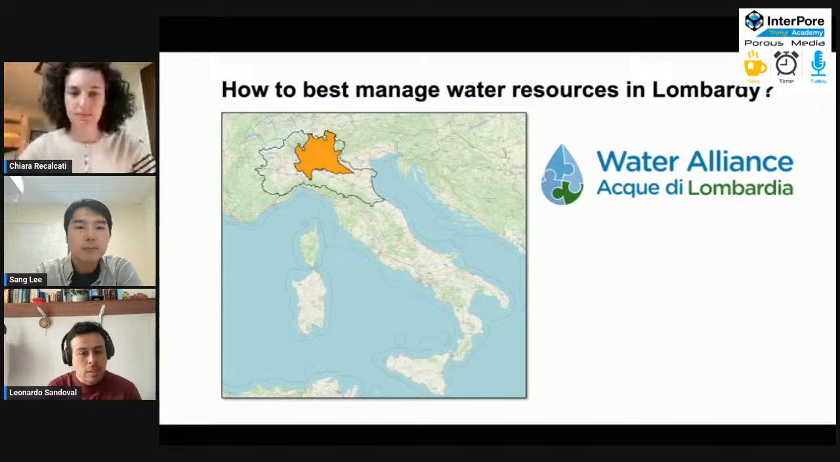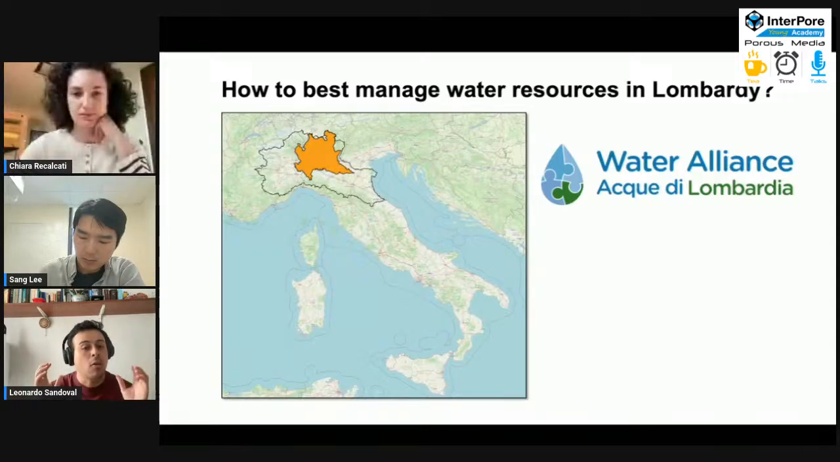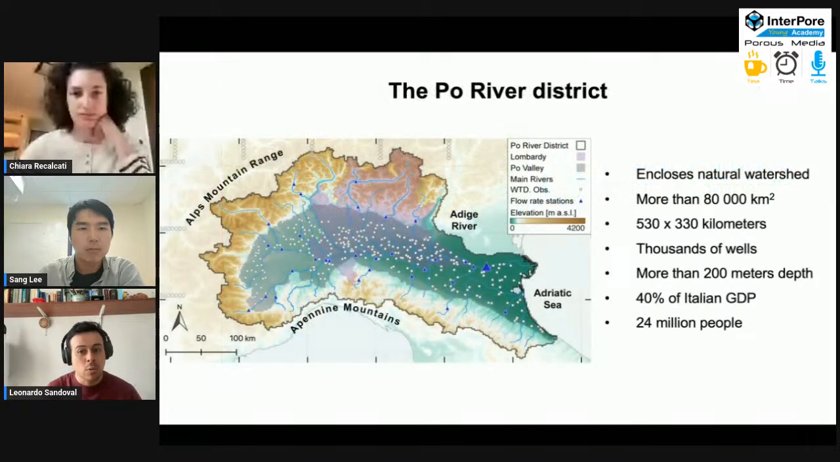Also, the Water Alliance is centralized in the Lombardy region. We have the usual problem that administrative boundaries do not coincide very well with hydrological boundaries. So we decided that the best way to answer the question of how to best manage water resources in Lombardy was to build a numerical model of the water resources in this region. But we decided to increase the domain of our numerical model to the entire Po River district. The Po River district encloses the natural watershed of the Po River, which is the longest river in Italy and one of the most important rivers in Europe.